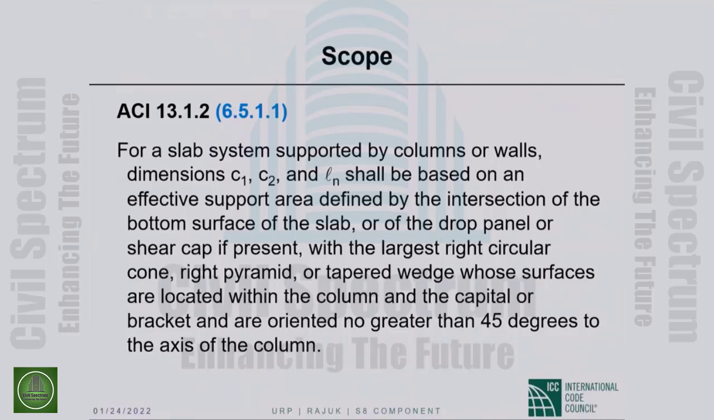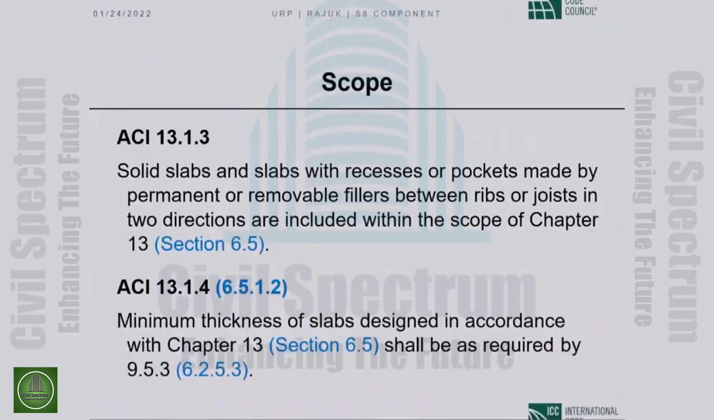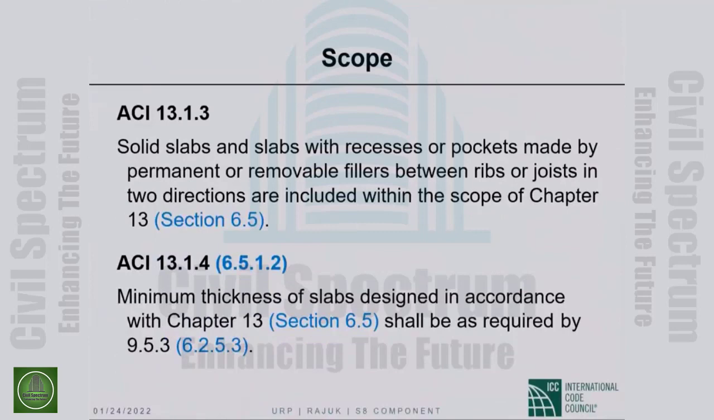This slide is talking about irregularly shaped supports, and I will let you read it. That's not a very usual situation. Solid slabs and slabs with recesses or pockets made by permanent or removable fillers between ribs or joists in two directions are included in the scope.